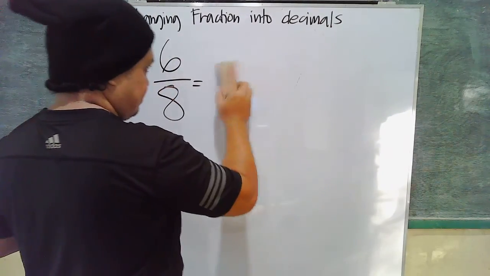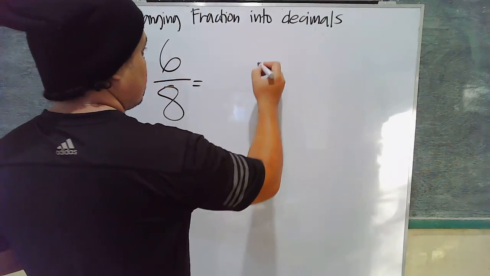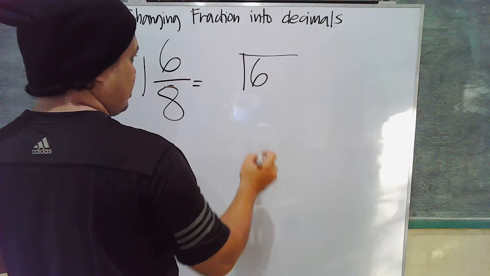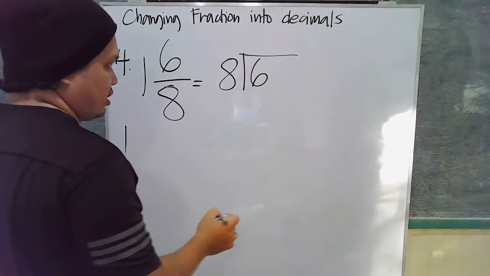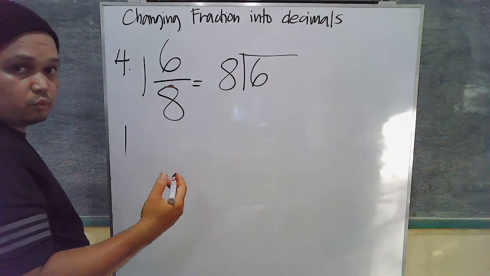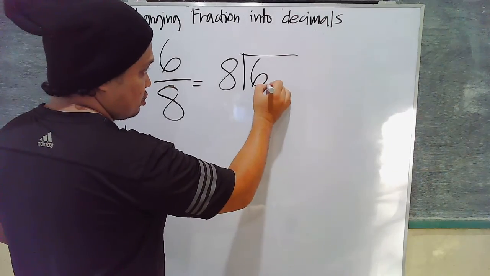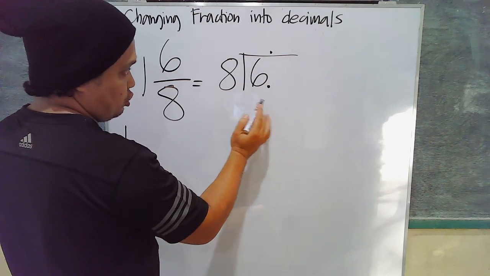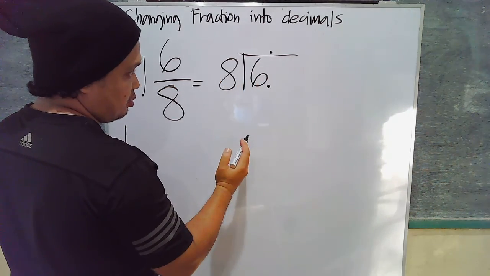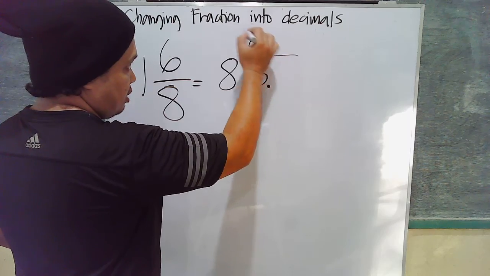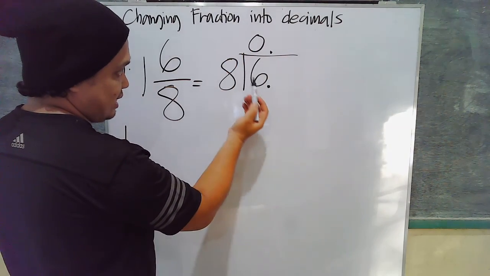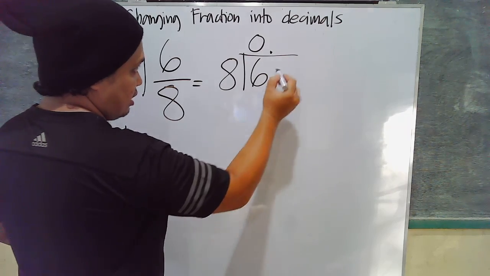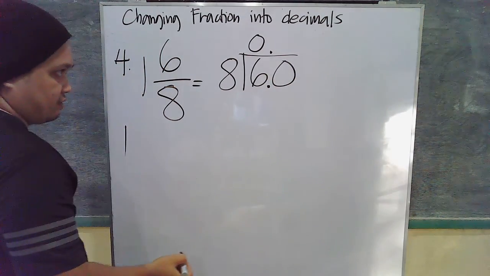Now let's divide, 6 for the dividend, 8 for the divisor. Because we cannot divide, let's use a decimal point here to separate the whole number from the decimal numbers, and 0 here above 6. Now because we cannot divide 6 by 8, let's borrow 0 so that we have 60.